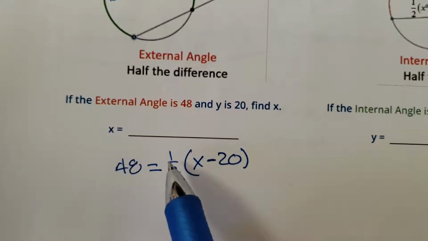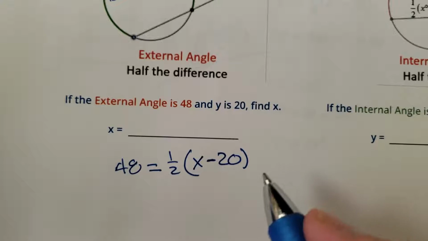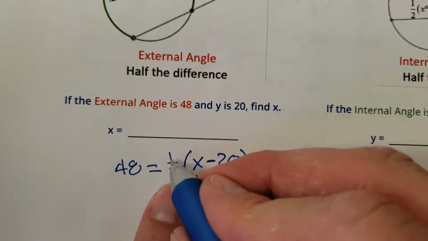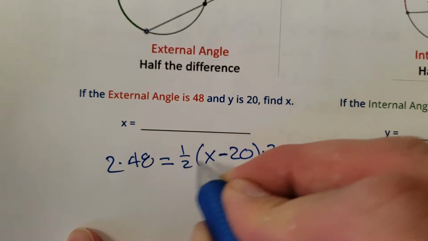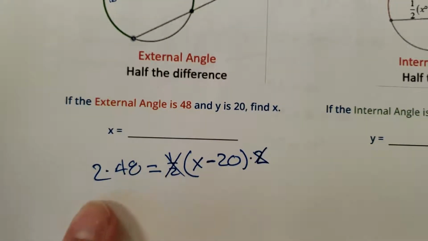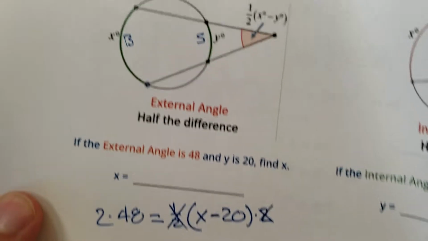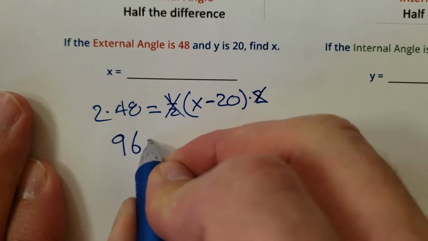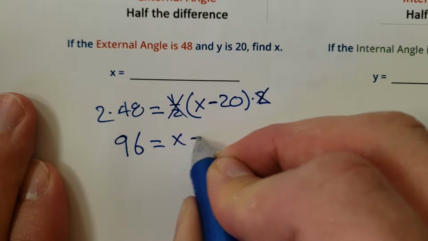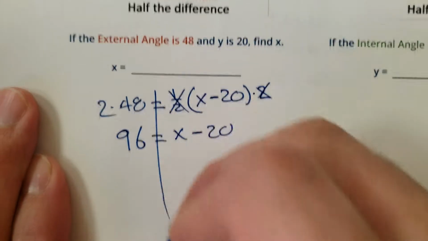You can distribute the half, or you can wax it out right away. I'm going to wax it out right away. Instead of taking everything times a half, I'm just going to double everything. Goodbye, you're gone. 2 times 48 is 96. So 96 equals x minus 20. Keep doing my math right.